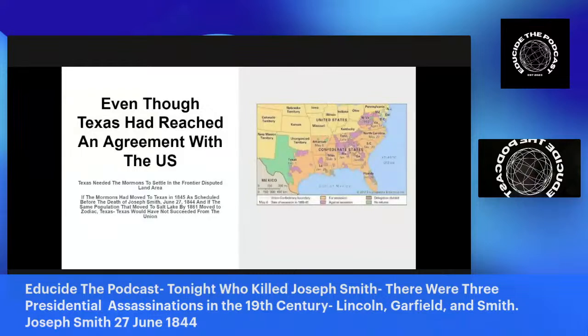If the Mormons had moved to Texas in 1845 as scheduled, before the death of Joseph Smith on June 27th, 1844, and if the same population that moved to Salt Lake by 1861 had moved to Zodiac, Texas, Texas would not have seceded from the Union.